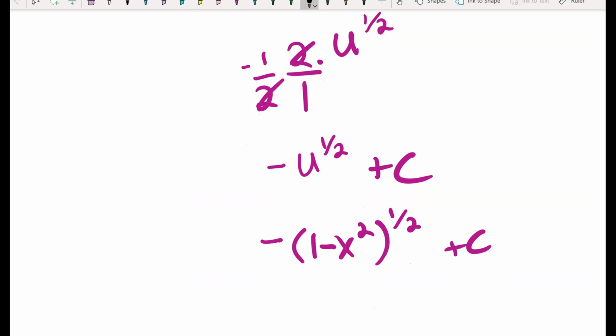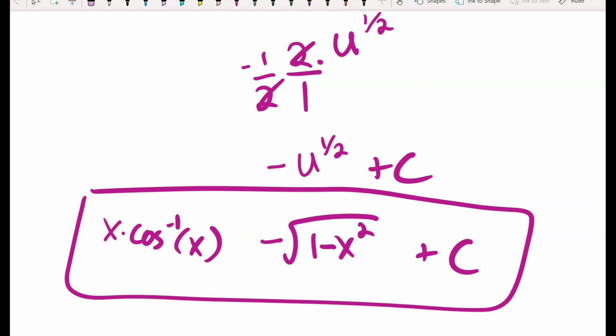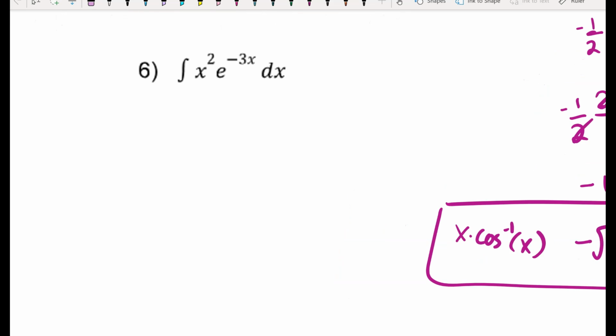And I've still got the first part of it, don't forget, x times cos inverse of x. So you could leave your answer just like this, or if you wanted to rewrite the 1/2 exponent as a radical, just because usually that's more useful to us, you could do that. And both of those are equivalent, as long as you remember to substitute back in for u at the end there. Let's try one more example.